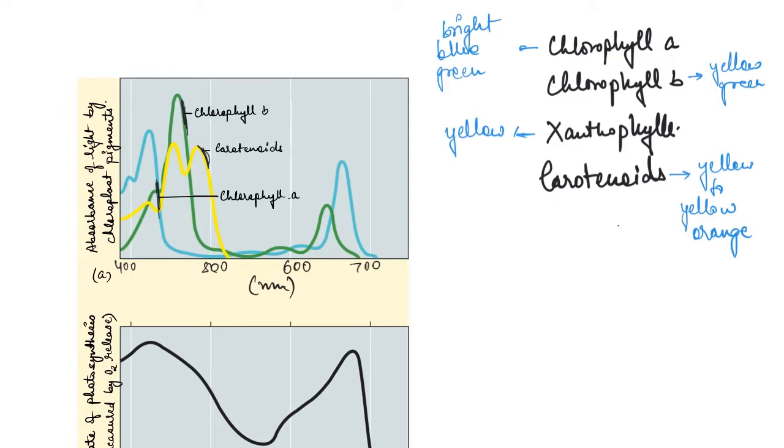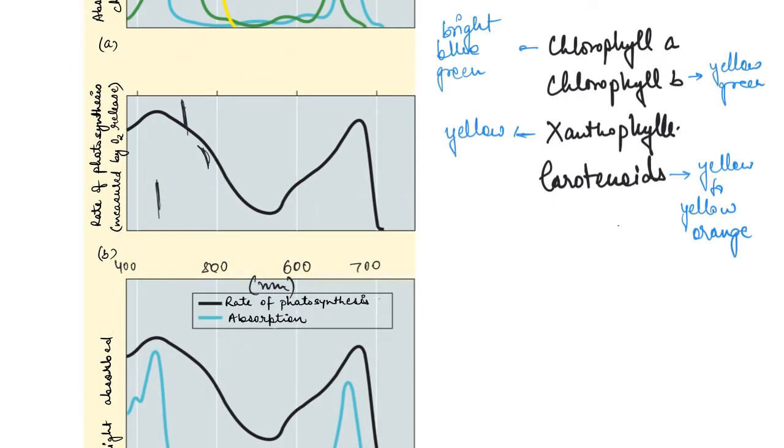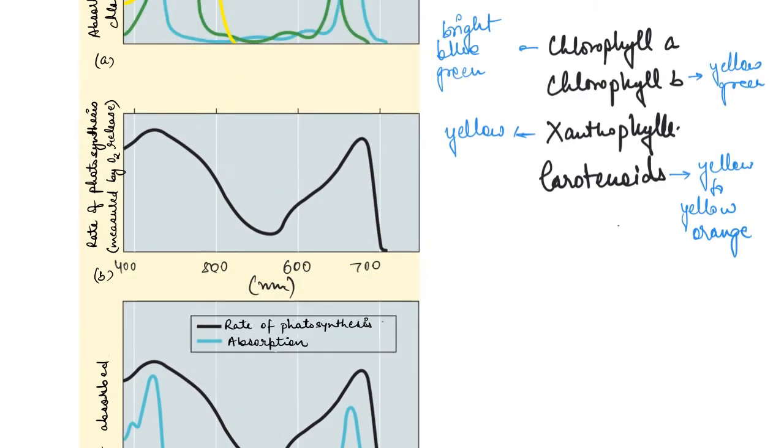Now let's move on to the second graph. If you move on to the second graph, what you are visualizing here is the wavelengths at which maximum photosynthesis occurs, right? So basically the wavelength at which there is a maximum absorption of chlorophyll A, that is the blue and the red region, also shows a higher rate of photosynthesis.